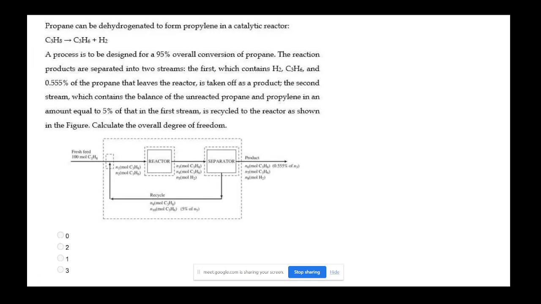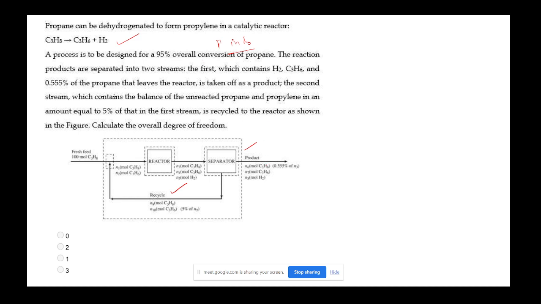Next question: propane can be dehydrogenated to form propylene in a catalytic reactor. This is the reaction occurring, and the process is designed for 95% overall conversion of propane. So this is one piece of information you are given. The reaction products are separated into two streams. So this is a separator, and the reaction products are separated into two streams: one is the product stream and another is the recycle stream.